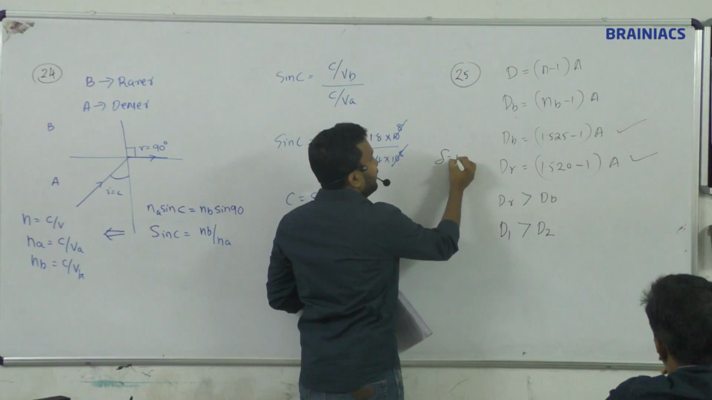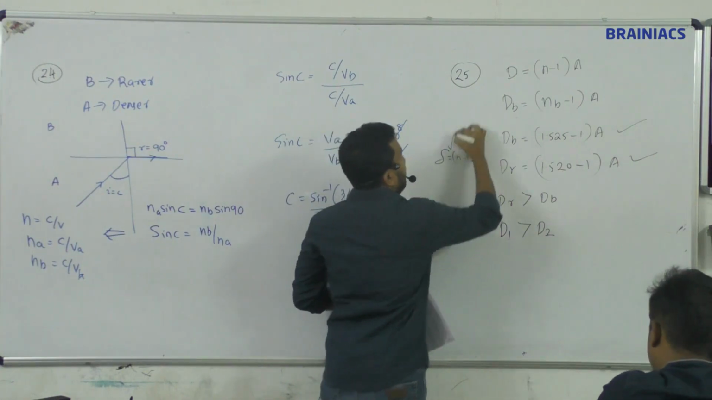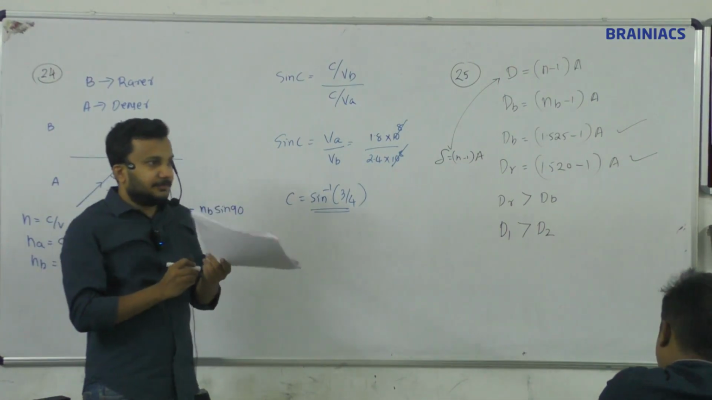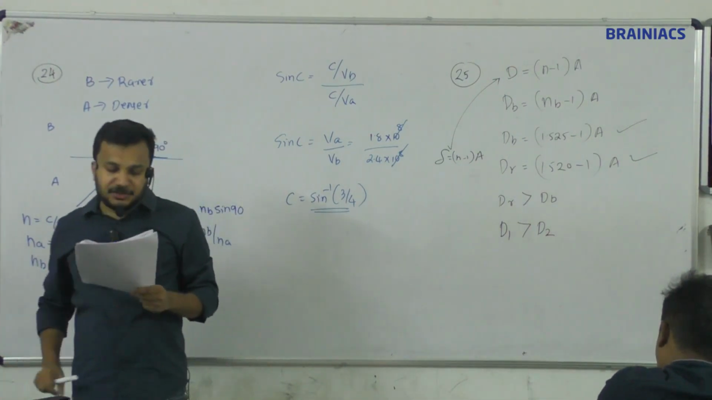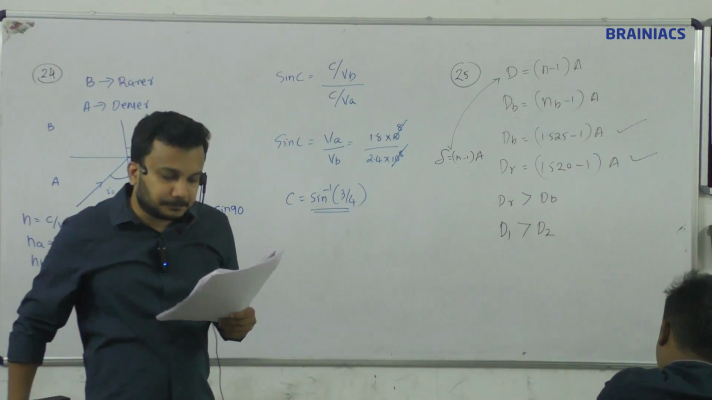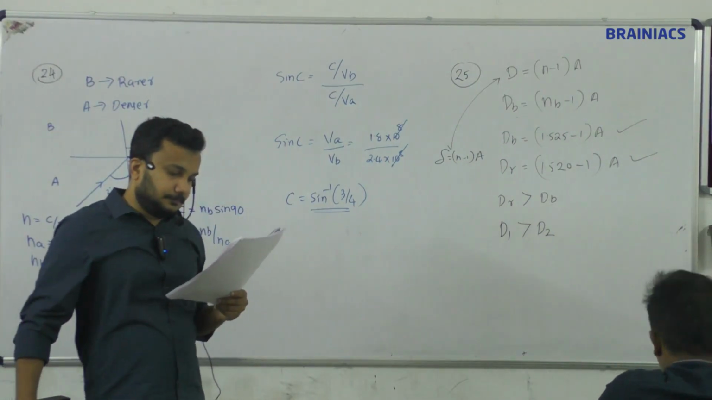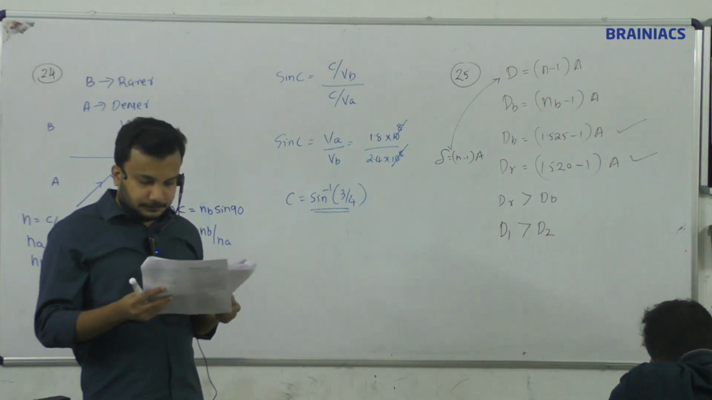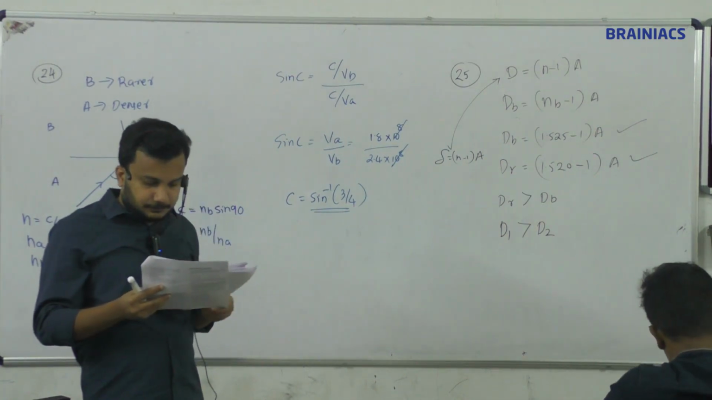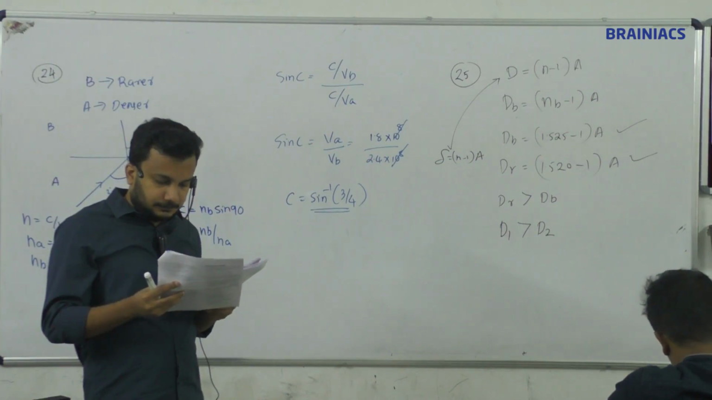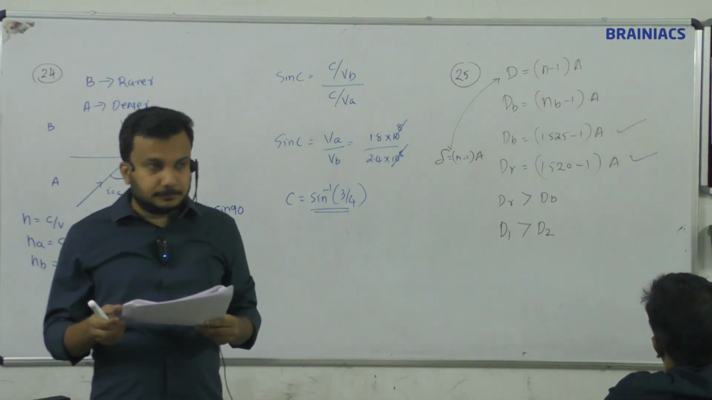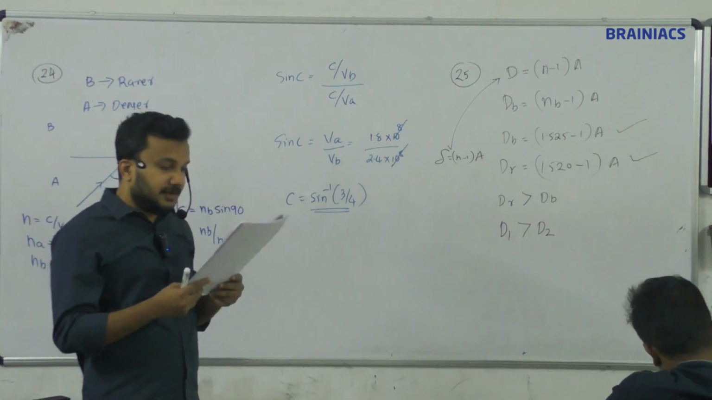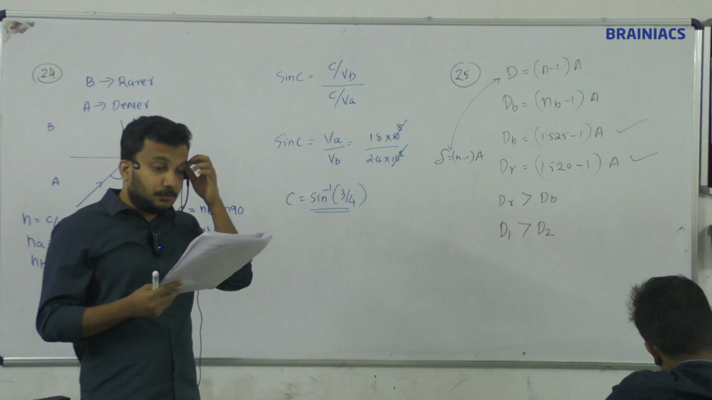This is similar to this one. Delta equal to (n minus 1) into A. Instead of delta, we are using D. When the refractive index is higher, deviation will be higher. Option D, D1 greater than D2.